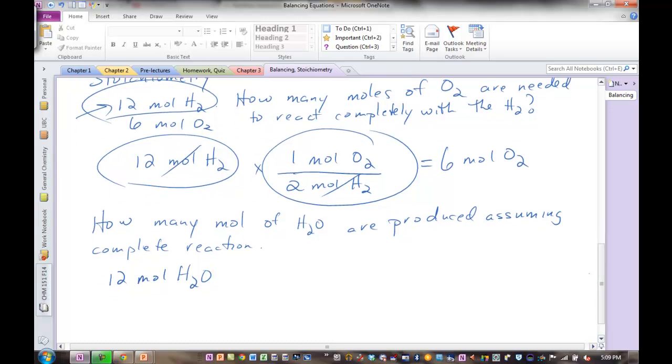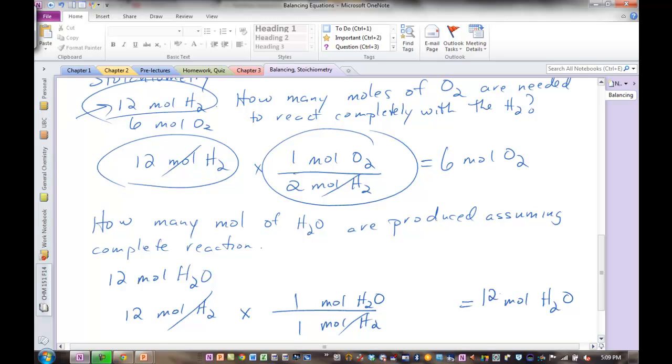Again, we really wouldn't have to write this out, but if you want to get practice writing the mole ratio, we're starting with 12 moles of hydrogen. We want to get moles of water. So we put moles of water in the numerator. Again, unit analysis, dimensional analysis. We want moles of hydrogen to cancel. And then we just write in the mole ratio. You could write 2 and 2 if you wanted, because those are the actual coefficients in the balanced equation. Or 2 to 2 is the same as 1 to 1. Whichever way you want to do it. Moles of hydrogen cancel. And again, very simple calculation, 12 moles of water.